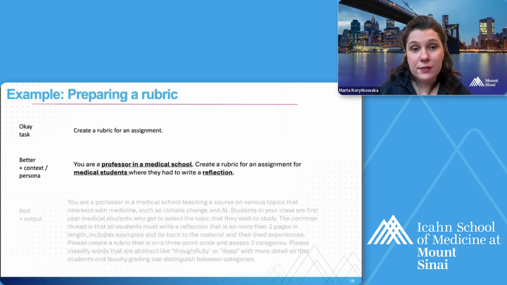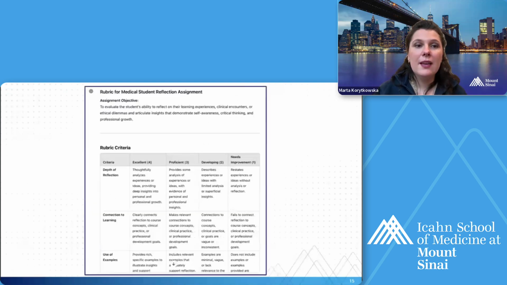In a better type of prompt, you might write, you are a professor in a medical school. Create a rubric for an assignment that medical students can use where they have to write a reflection. Now here, you have an assignment objective, you have a title for the rubric, you have rubric criteria, you have 3 here, but you still have this thoughtfully analyzes. What does that mean to thoughtfully analyze something? Makes relevant connections, okay, clearly connects. What does that mean, and what are some examples of that?